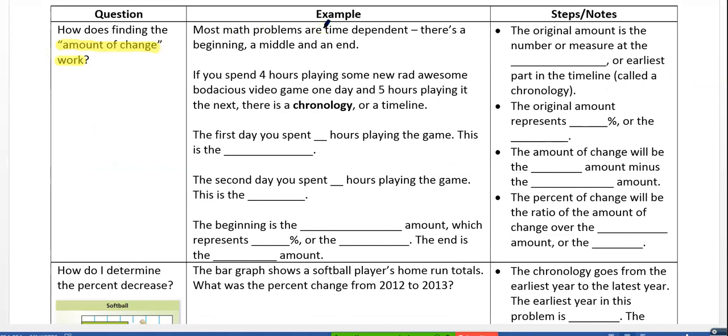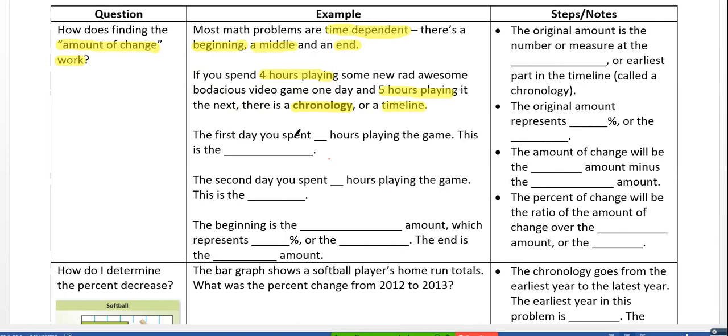Okay, most math problems are time dependent. There's a beginning, there's a middle, and there's an end. It's like a story. If you spend 4 hours playing some new awesome video game one day and 5 hours playing the next, there is a chronology, and that's a timeline. And that timeline is really important to understand. So let's go in order, as if we were on a number line.